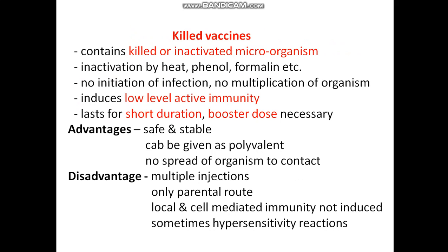Killed vaccine is produced by killed or inactivated microorganisms. There is no initiation of infection, low level of active immunity, and it is for short duration, and a booster dose is necessary. Advantage: safe and stable and can be given as polyvalent. Disadvantage: multiple injections, only parenteral route, and local and cell mediated immunity is not induced by these killed vaccines.